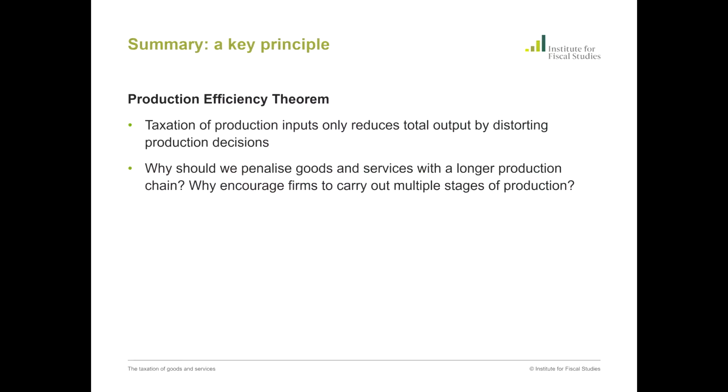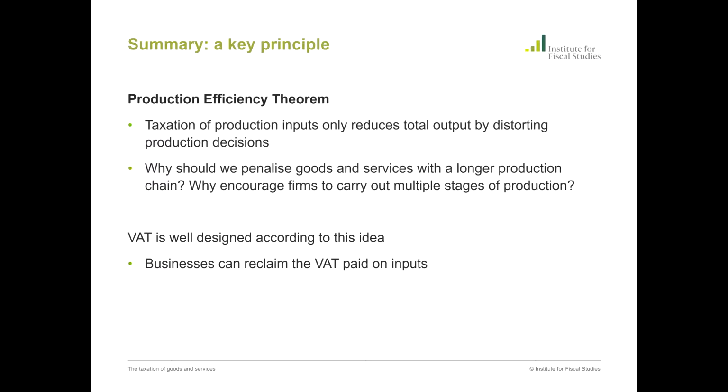So just to sum up this part of the lecture, we've just gone over this. Production efficiency theorem is this really important idea in the optimal tax literature, which says that taxing production inputs is only going to reduce total output, and thus we should try and avoid that in order to encourage mutually beneficial exchanges between firms. And this provides a key rationale for the specific design of VAT, because in the VAT system, businesses are able to reclaim the tax they've paid on their inputs.